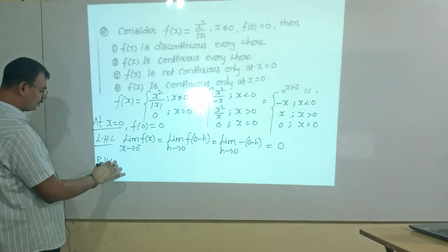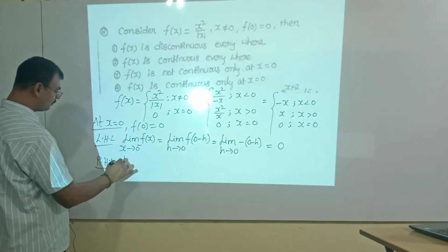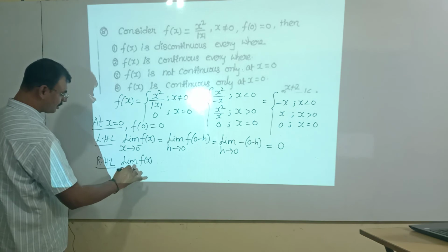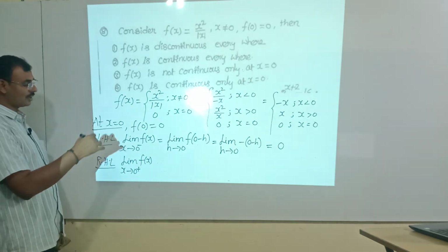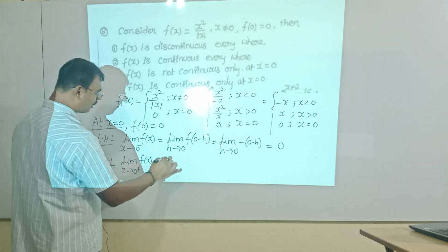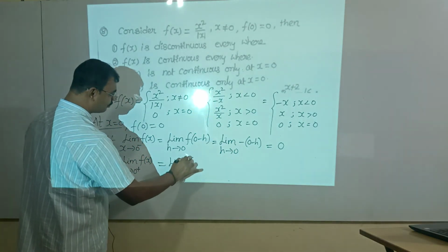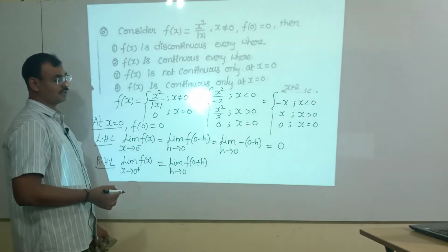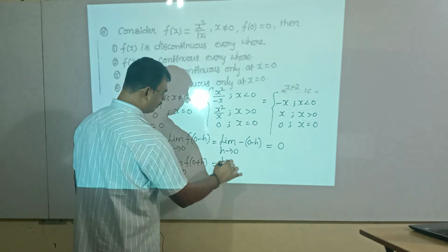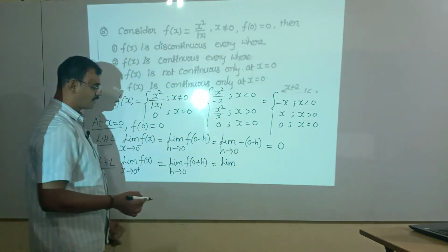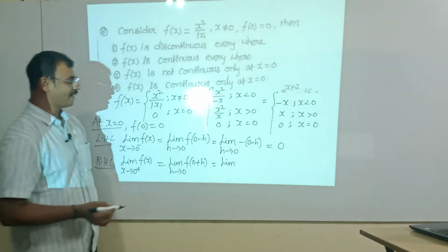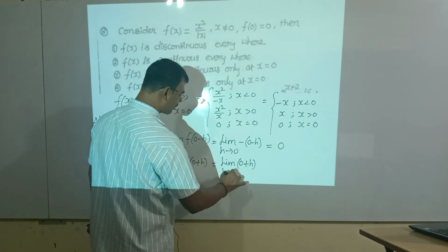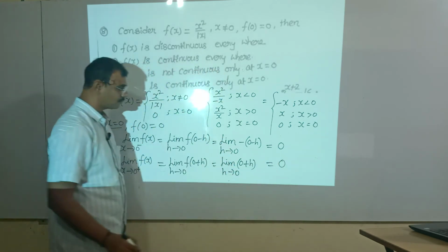Similarly, in the same manner we have to calculate the right hand limit. Limit of f of x as x approaches 0 plus, more than 0. I have to write limit of f of 0 plus h as h tends to 0. This is equal to limit. If x is more than 0, what is the f of x value? x. Substitute here 0 plus h, as h tends to 0, applying limit, also 0.